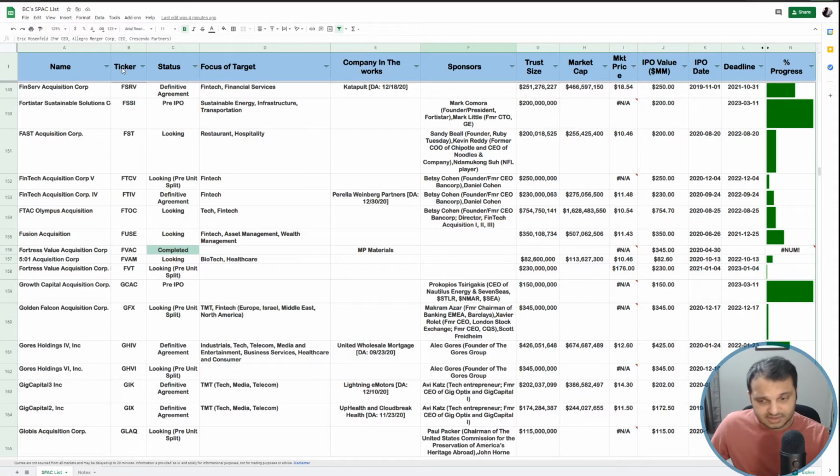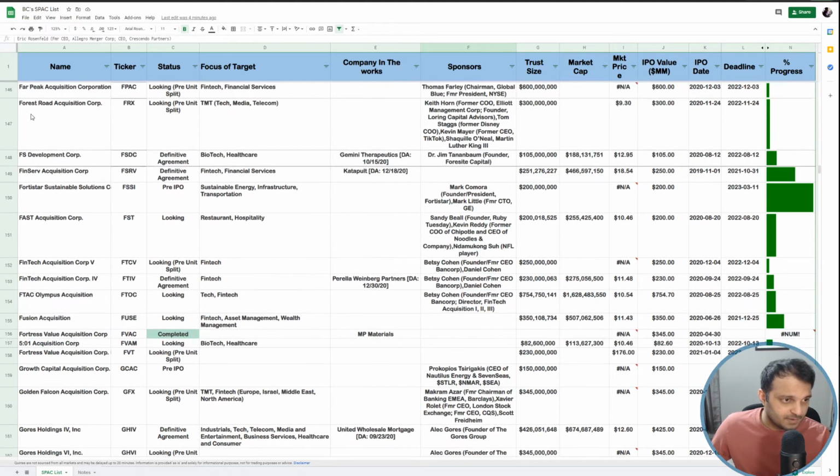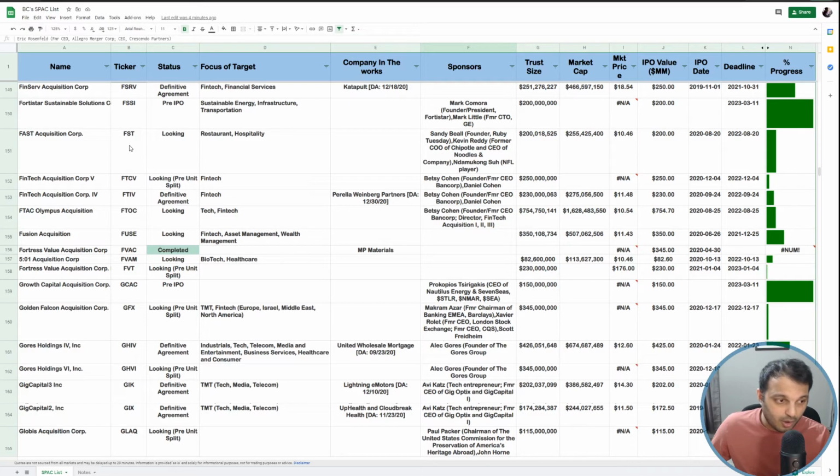But let's go to the list. This is a really long list of all the SPACs that are out there, and you have a lot of good information here. I think status, progress, and focus are probably the most important columns. This one is probably the best way to look through first. I think you should be able to sort through this column very easily.